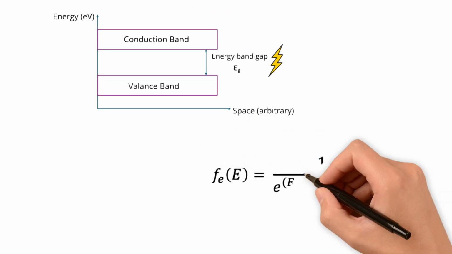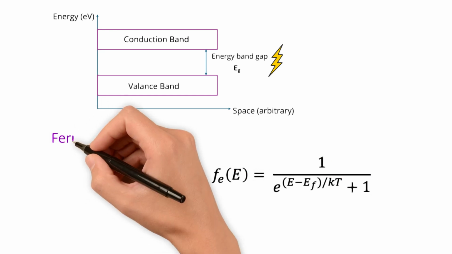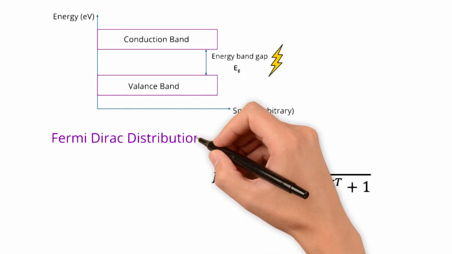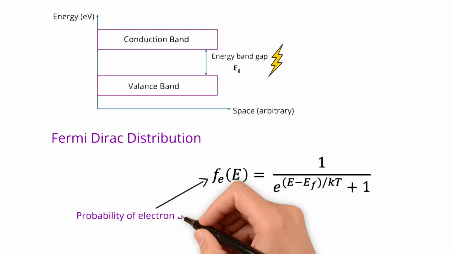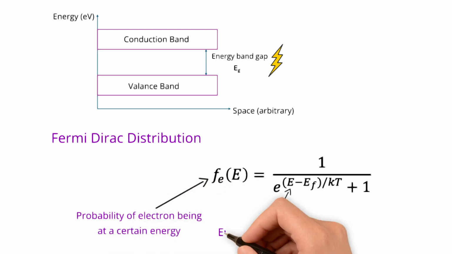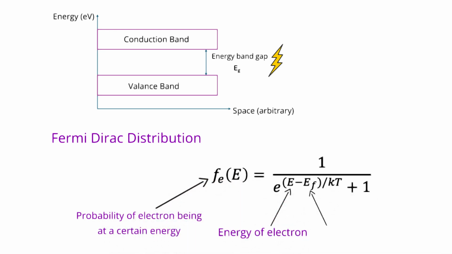Initially, electrons will lie in the valence band, and the Fermi-Dirac distribution will describe the probability of an electron being at a certain energy, E. In this equation, EF is the Fermi energy, T is the absolute temperature, and k is the Boltzmann constant.